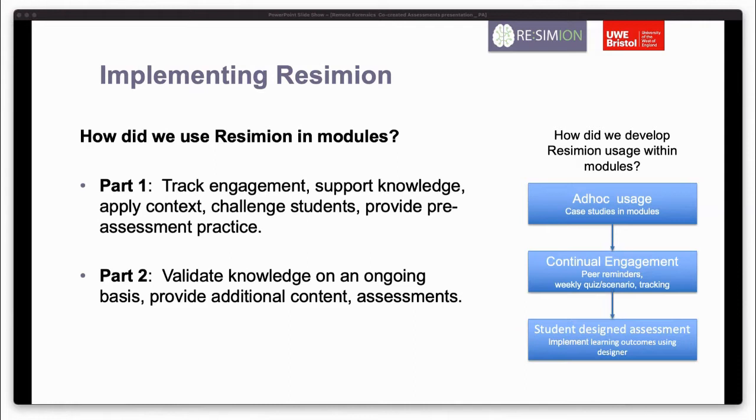So we want to validate knowledge on an ongoing basis. So we have weekly assessments. This allows us to monitor students' progress and note any improvement or areas where they're a bit stuck. And the tracking of engagement allows us to see students who might have missed sessions or are falling behind. We can even ask Resimion to send out chase-up emails.